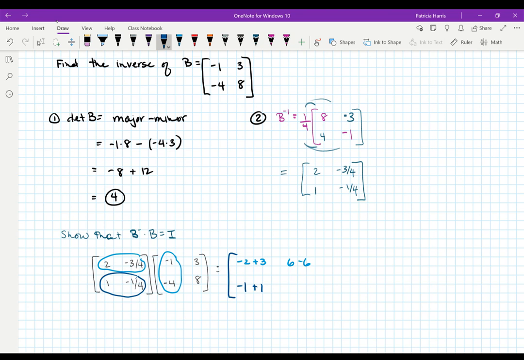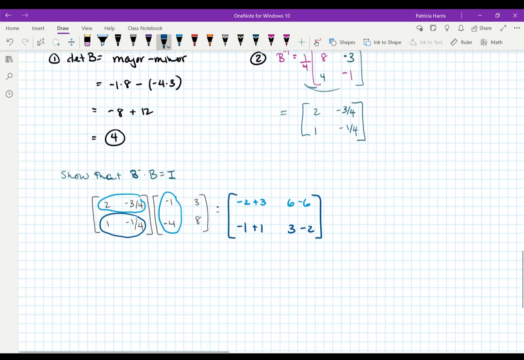Okay, and then we're going to move across again. So 3 times 1 is 3. And then negative 1/4 times a positive 8 is a minus 2. And then we simplify. And there we go. We're back at our identity. All right. So the next video we're going to do is we're going to do inverses of a 3 by 3, but we're going to be doing Desmos.